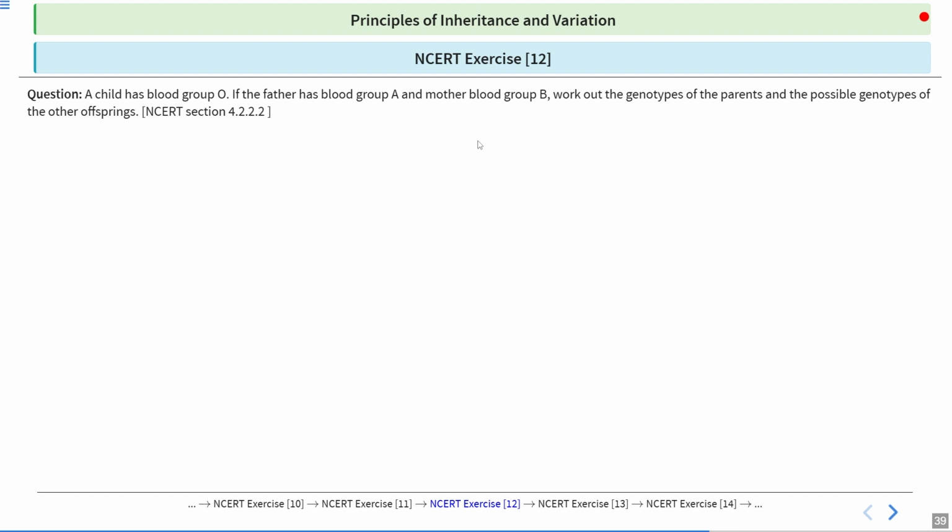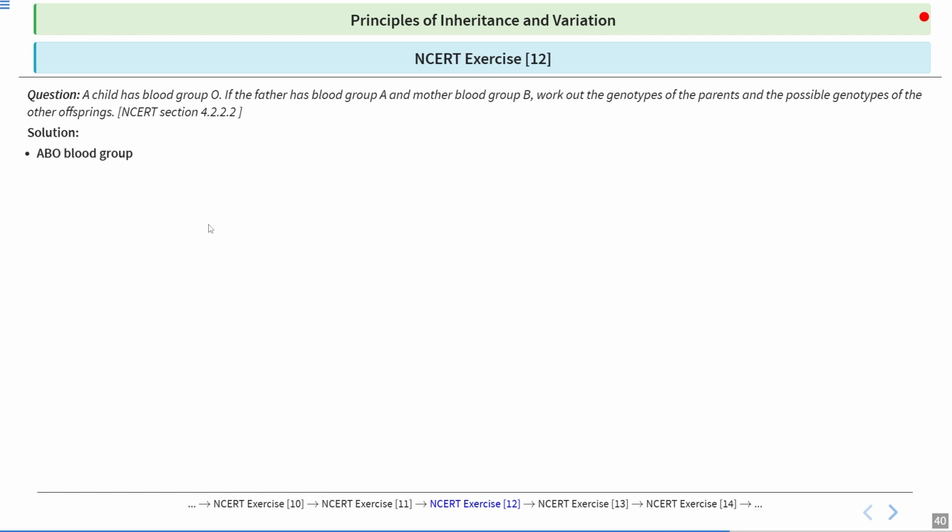So let's have a look at the answer now. Now this question is related to the ABO blood group system. The blood group characteristic in humans is controlled by 3 alleles, and out of these 3 alleles, 2 alleles, IA and IB, are codominant. Usually a gene has 2 alleles, but here a single gene has 3 alleles. This is an example of multiple allelism.